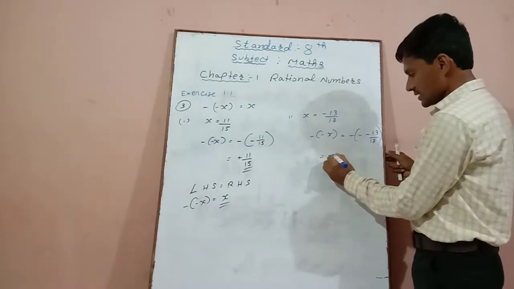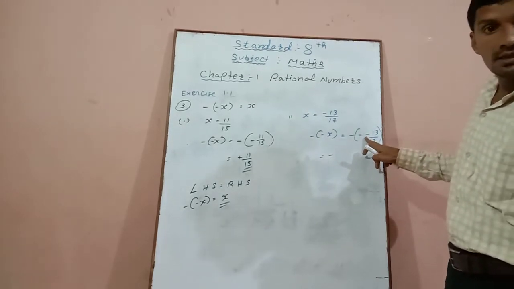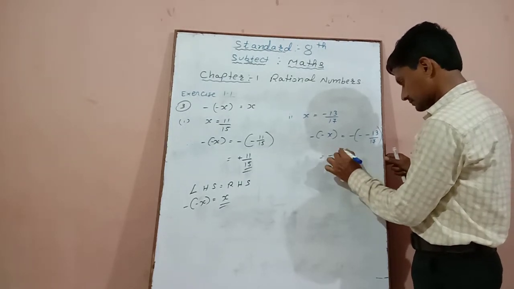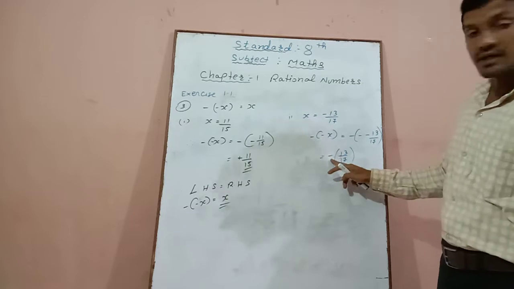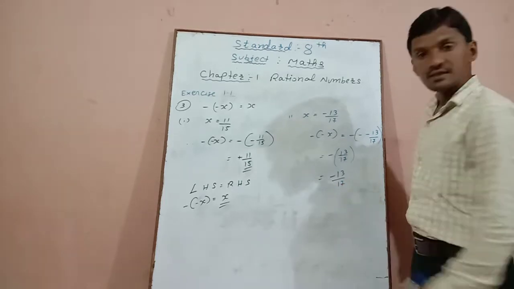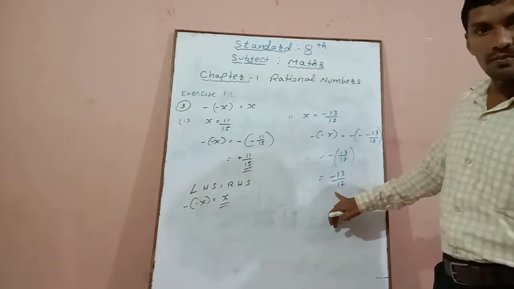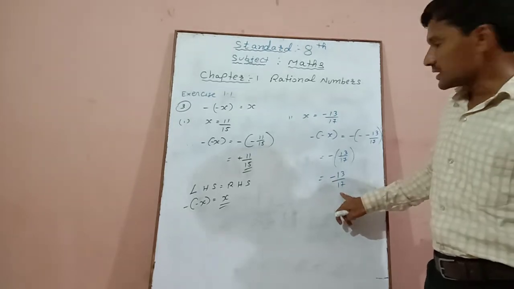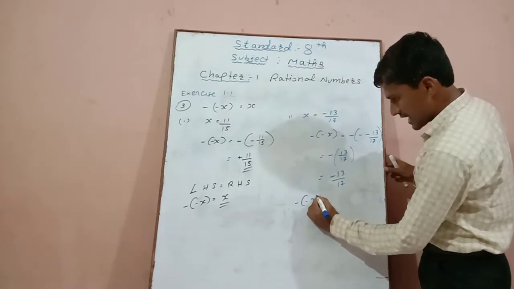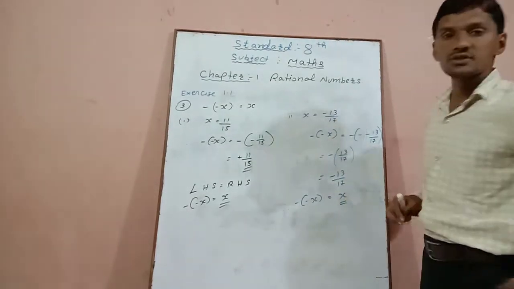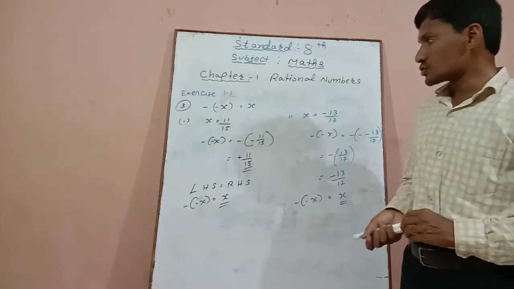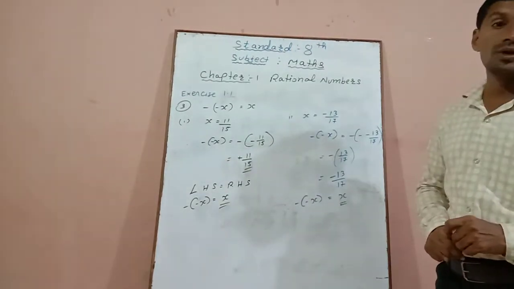Here the first minus will be as it is, here minus and plus, so the answer will be 13 divided by 17. Now here it is plus, here it is minus, so plus minus is equal to minus 13 divided by 17. So the answer is minus 13 divided by 17, equal to the value of x. So therefore minus of minus x is equal to x. The second answer is also verified. So this is question number 3. In these two questions, this is how it is verified.